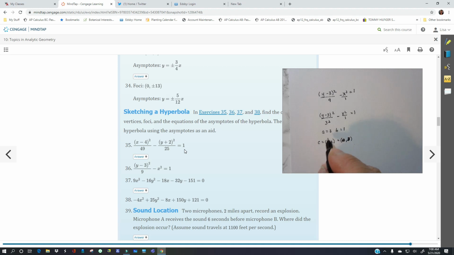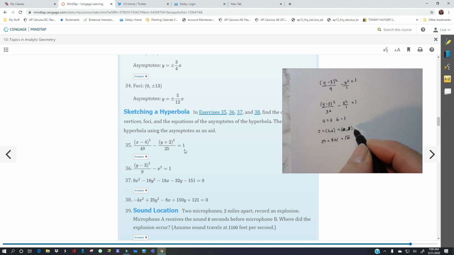I know my A is 3, my B is 1, that's already established. To find the C, again, I've got C squared is equal to A squared plus B squared, which is root 10. So my C is root 10. Why do I need that? Because I need to find the foci. I need the C for the foci. Okay, so the center is done. It's at 0, 3. This is the center.